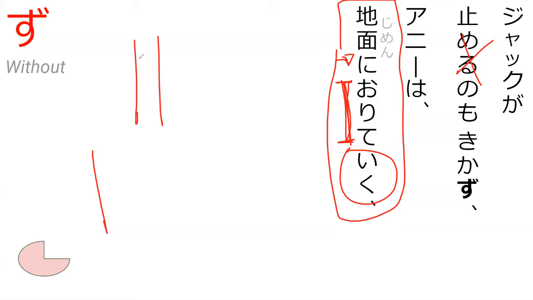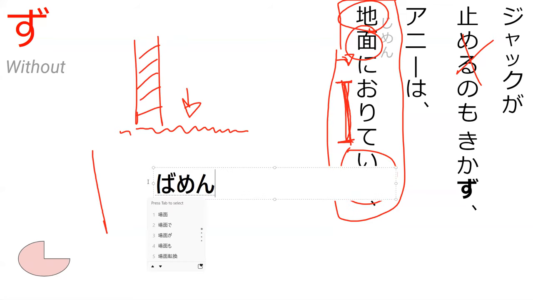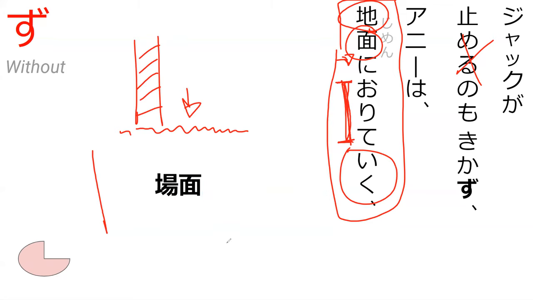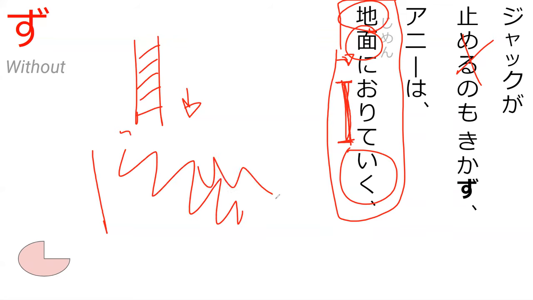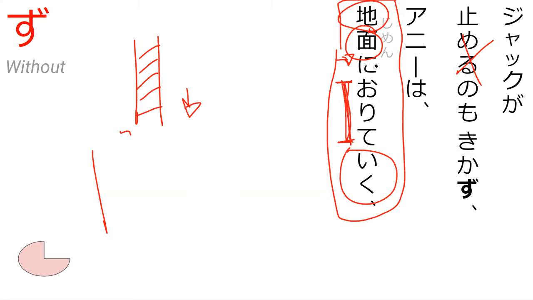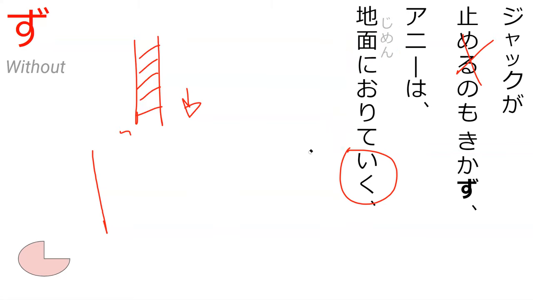Where do you think she ends up once she gets down the ladder? The location, jimen. So jimen comes from earth and surface. For example, gamen means a screen, I think. Probably pronouncing it wrong. But men means like surface. So screen has men in it and things like that. So jimen is earth surface. So she goes down to the earth surface.